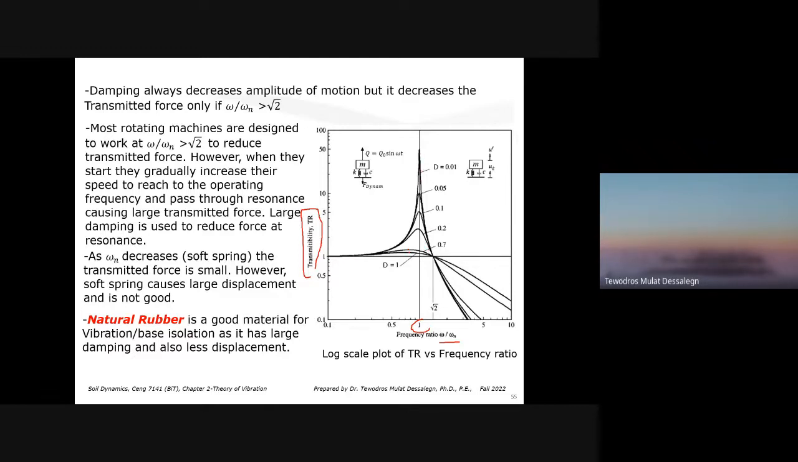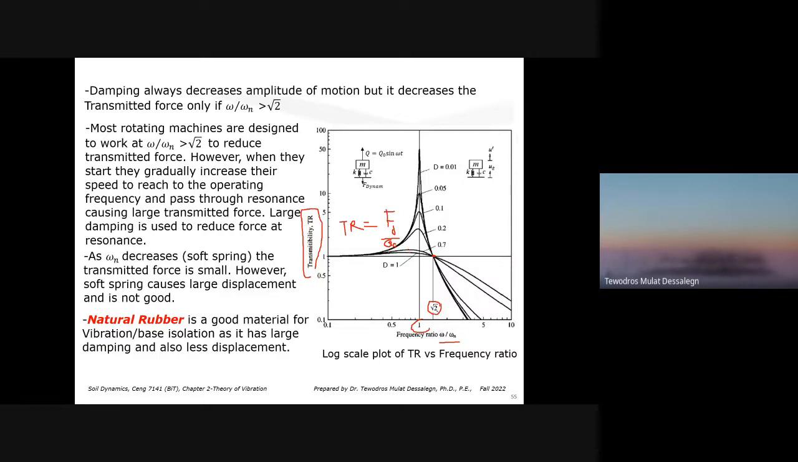But that is true only up to a frequency ratio of square root of 2. At square root of 2, everything comes to a common point. If the transmissibility ratio is 1, we know that the transmissibility ratio is the maximum dynamic force passing to the soil divided by Q naught, the maximum applied force, right? If it is 1, then the two are equal. The maximum applied force is equal to the maximum dynamic force passing.